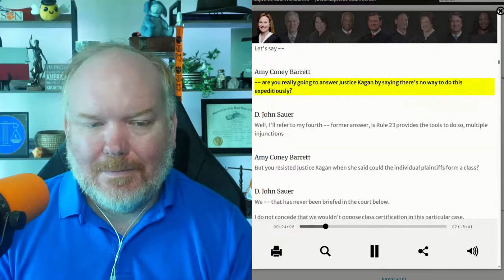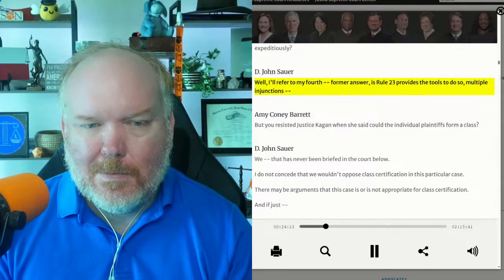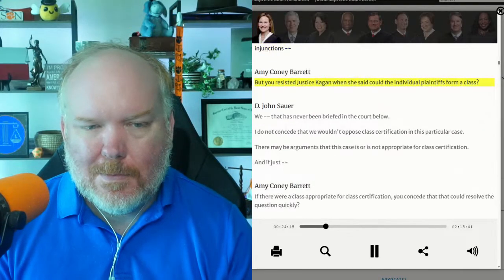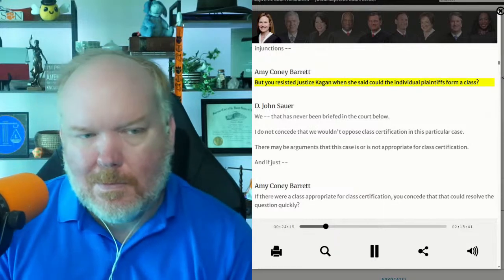General Sauer, are you really going to answer Justice Kagan by saying there's no way to do this expeditiously? Well, I'll refer to my former answers. Rule 23 provides the tools to do so, multiple injunctions. But you resisted Justice Kagan when she said, could the individual plaintiffs form a class?